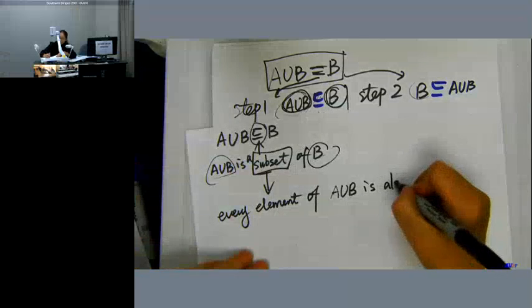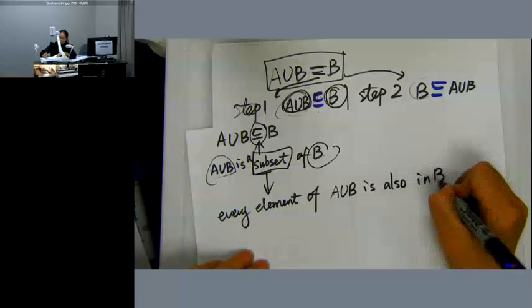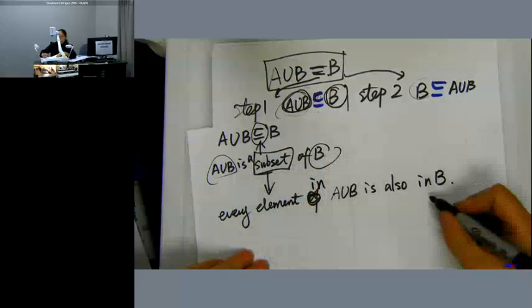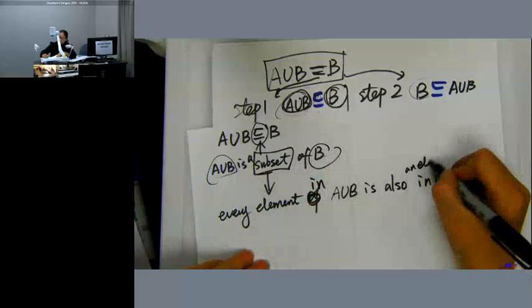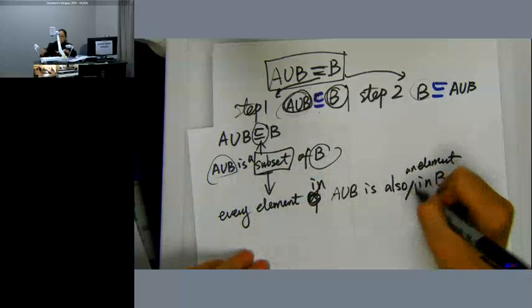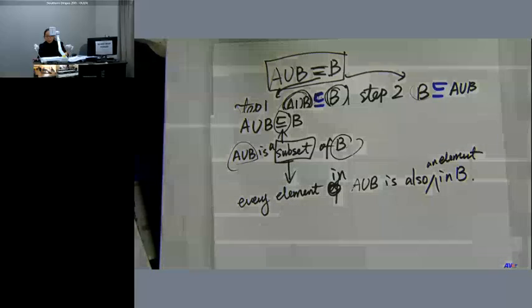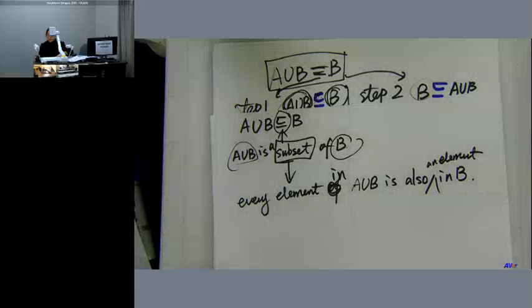Or I can just say it's also in B, or you can say it's an element in B. That is the definition you have to memorize. What's the definition of subset? Let me give you a particular example.